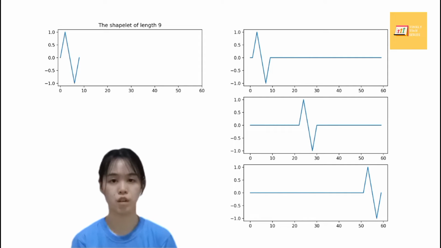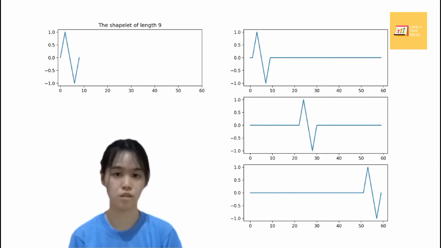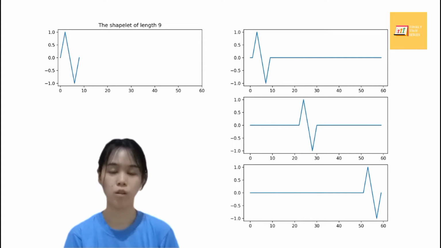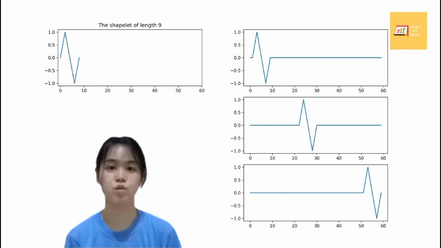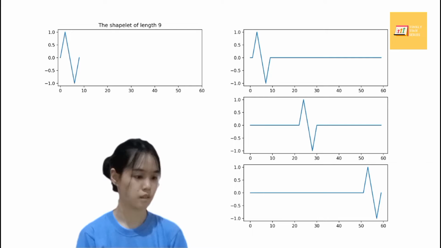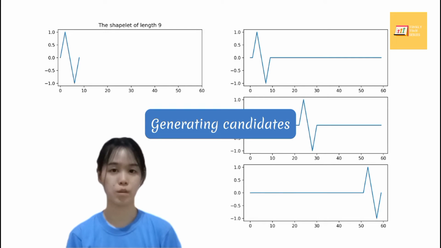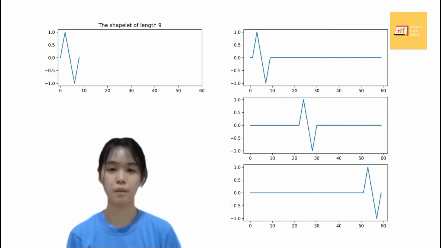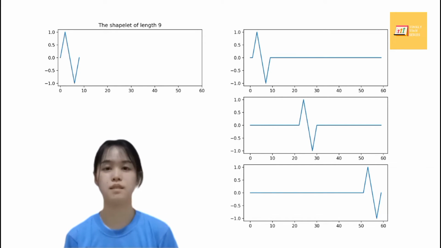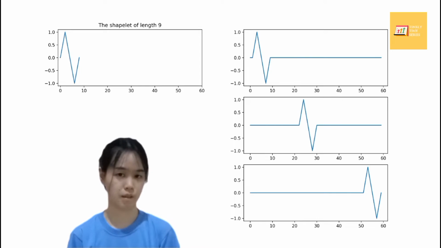Since its first introduction, there have been many variations in shapelets, but especially in the first algorithms, they almost always include these 2 stages: generating the candidates and measuring the distance between a candidate and an input sequence. The candidates are all subsequences of all time series. Their minimum length is specified beforehand, and their maximum length is theoretically the length of the time series.